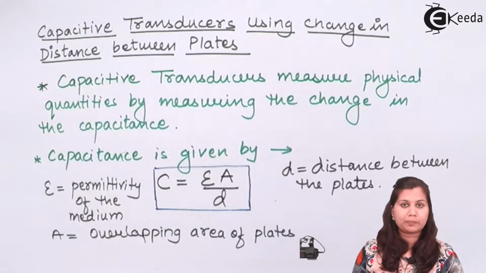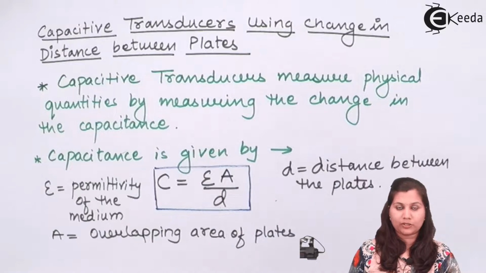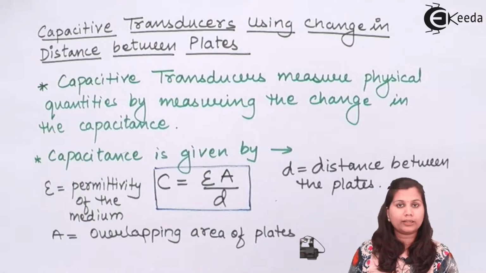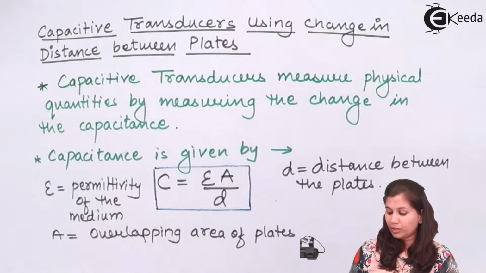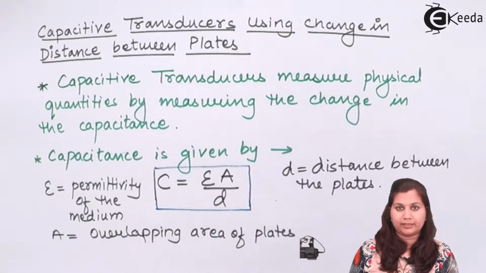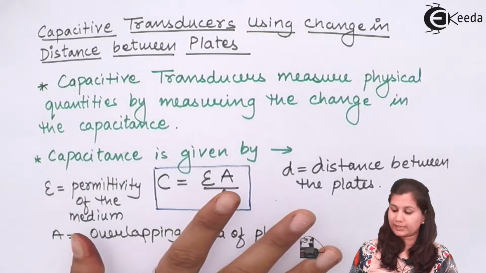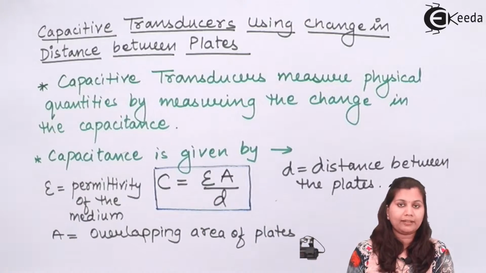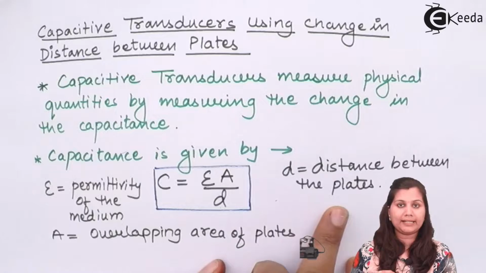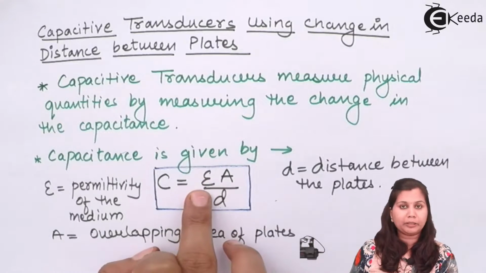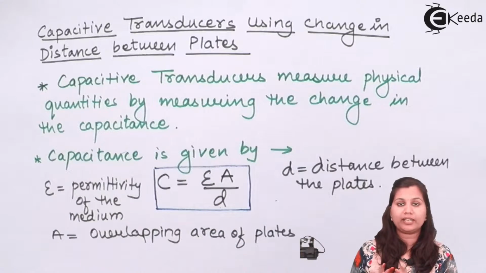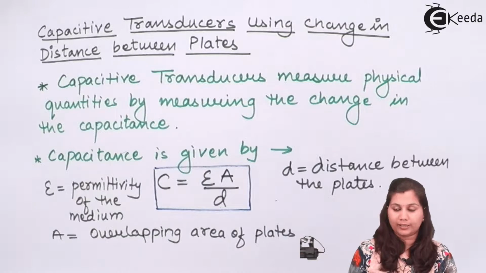So we can use this principle in the capacitive transducer for the measurement of quantities like displacement, pressure, flow, force, level, and torque. All these physical quantities can be measured by changing the capacitance, and the capacitance will be changed by changing any of these three variables: the overlapping area, the distance between the plates, and the relative permittivity, which is caused due to the variation in the dielectric constant.